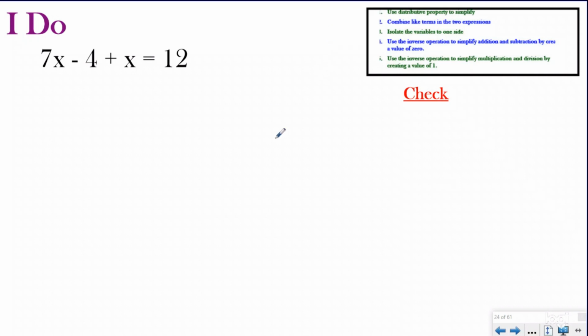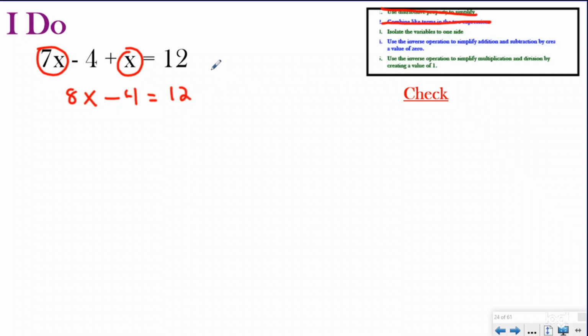Our first step is we're going to use the distributive property to simplify. We don't have any parentheses, so we're done with that one. We can go ahead and cross that out. Step number 2, we want to combine like terms in my 2 expressions. Over here, all we have is a constant. We don't have anything to combine. Over here, though, we have 7x and a positive x, right? These are like terms because they both have the same variable. So we want to combine those. We're going to rewrite this as 8x. I don't have any constants other than negative 4 over here, so 8x minus 4 equals 12. Now we've combined our like terms. We've started to simplify this.